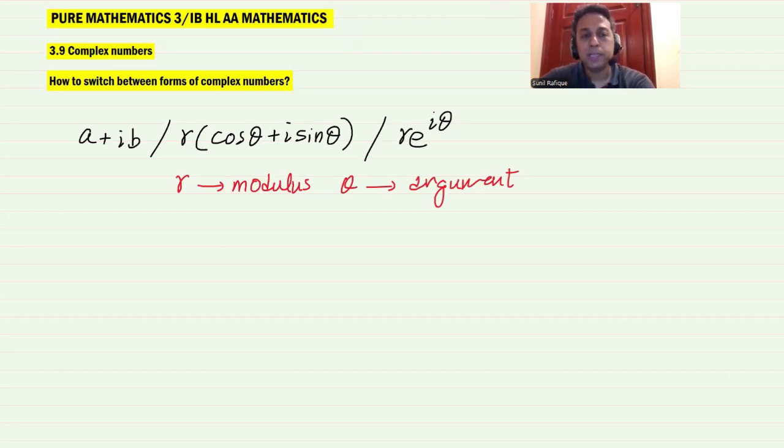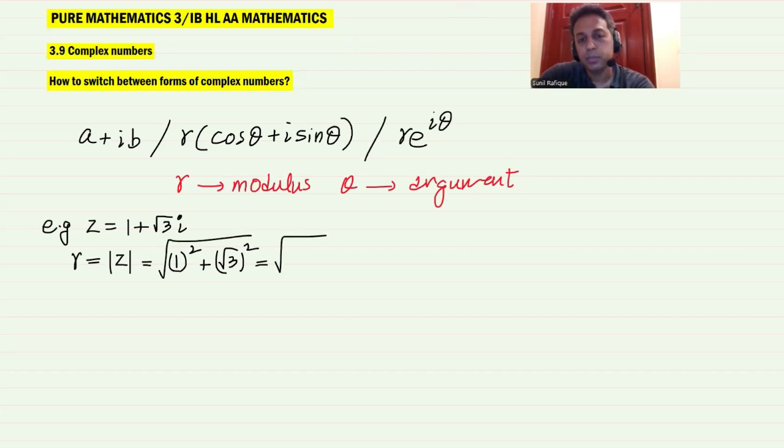So in order to master it, I'll take an example in Cartesian form. z is 1 plus root 3 i. And I'll show you how to convert it into the polar and the exponential form. Okay? So let's get the value of r, which is the modulus of z: the real part squared, which is 1, and the imaginary part squared, which is root 3 squared. So this becomes root of 1 plus 3, which is root 4, and that is 2.